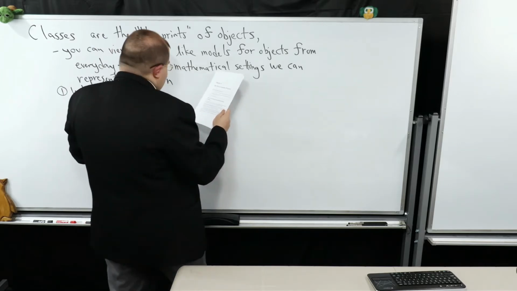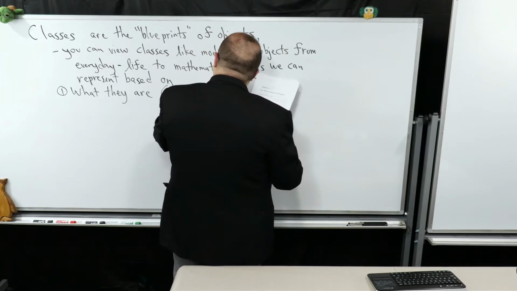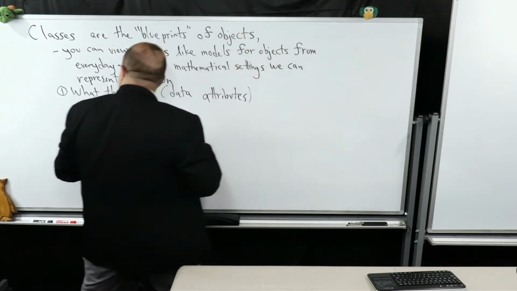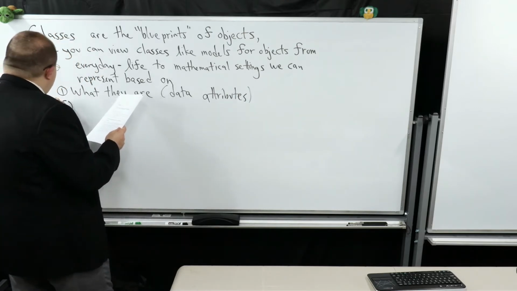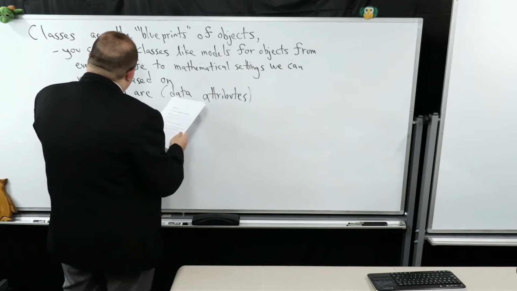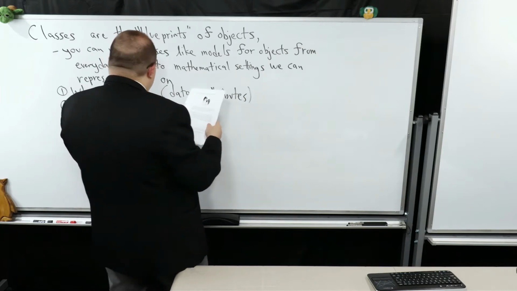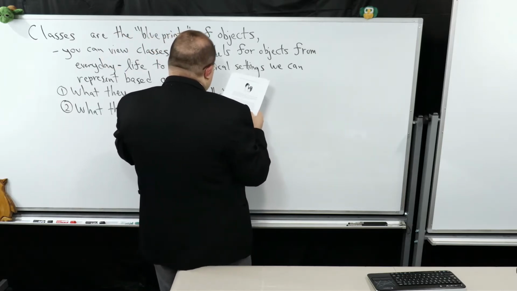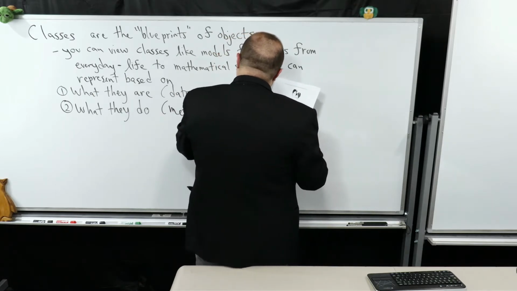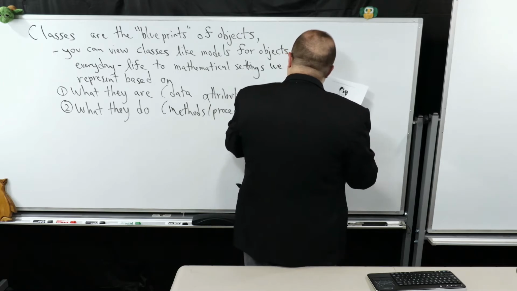These would be, like I said before, data attributes. And number two, what they do. What do I mean by what they do? I'm talking about methods, procedures, or operations, if you want to be a bit more broad.